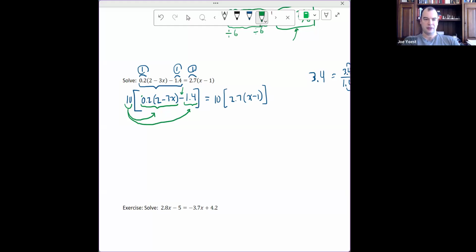Yeah, so a good question. Is it always going to be times 10? So why did we choose to multiply by 10 here? Well, let's look at the right side first. The right side is a little simpler. If I multiply by 10, I see that I have 10 times 2.7. Multiplying 2.7 by 10 has the practical effect of just bumping that decimal point one place to the right, giving me 27 times x minus 1.